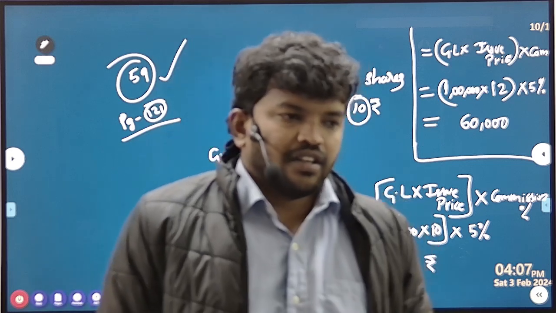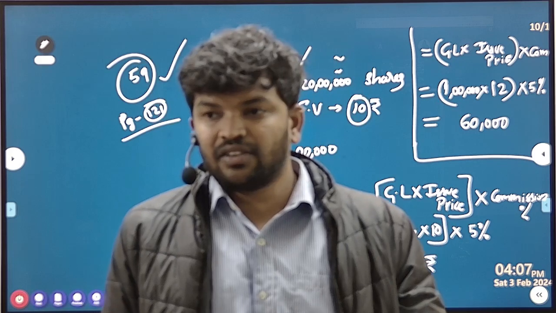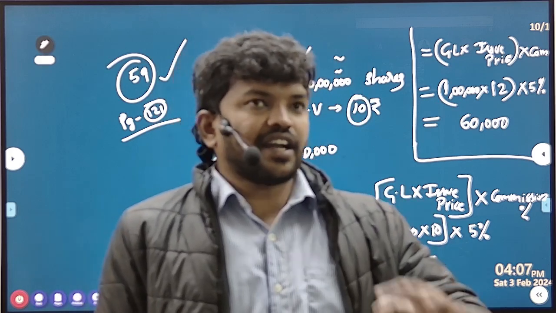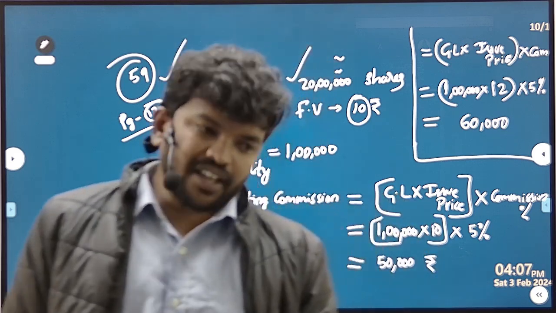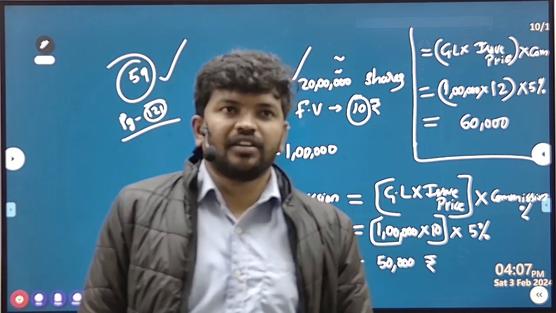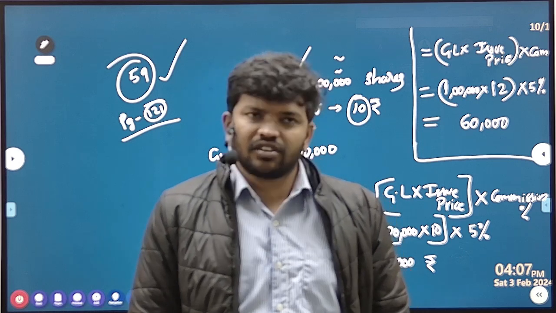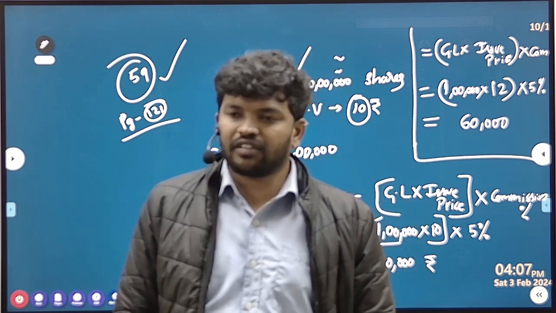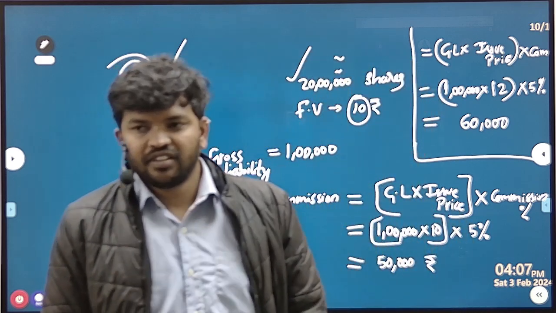Underwriting is their business. They get underwriting commission in return from the company. Underwriting commission is an expense to the company, and income to the underwriting organization or underwriting firm, whatever it is, you can say. Understood?